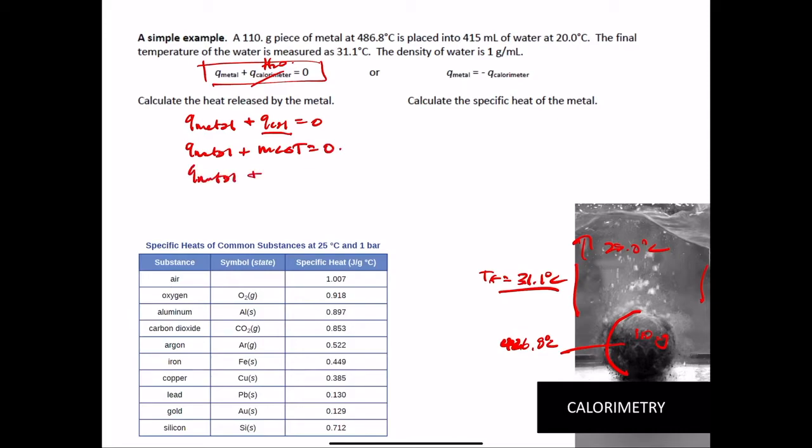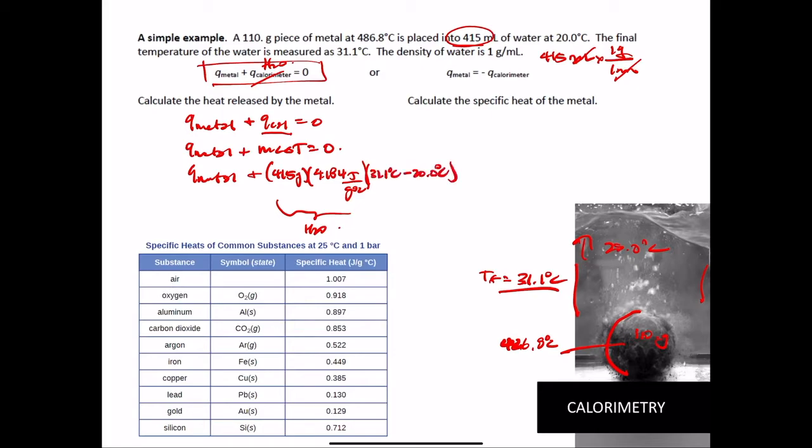So the mass of water, it didn't give me mass, but how much water do I have? I have 415 milliliters, and I know the density of water is 1 gram per milliliter. Those will cancel, and I get grams. So 415 grams of water. The specific heat is one that we know, 4.184 joules per gram degree C. And delta T is, let's see, for the water, right? You have to be careful what you're talking about. And this is all for the water. T final of the water is 31.1 degrees C minus 20.0 degrees C, and then I punch that in and I can solve for Q metal.